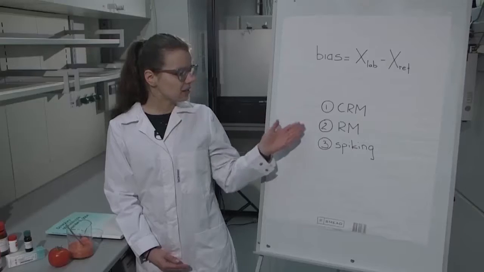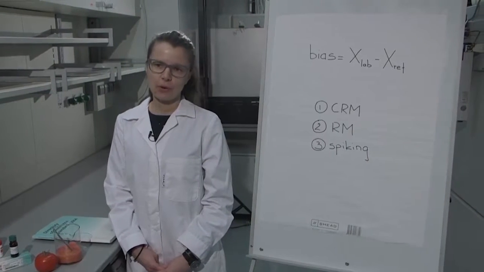What we need from this reference value is that it is independent from the measurements that we have done in our validation. Also, it's good if it has some uncertainty and also that it is exactly in the matrix in which you are analyzing your sample. So, there are three main possibilities to find this reference value, and they are listed here. And we'll go through all of these.